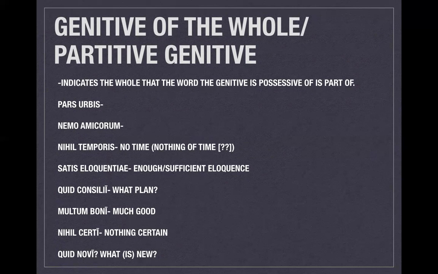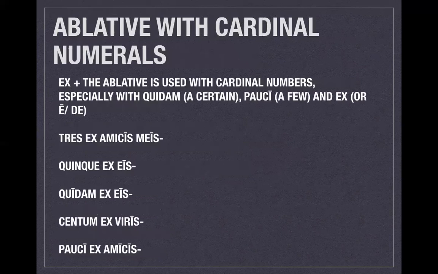So pars urbis would be part of the city. Nemo amicorum would be no one of the friends, but that sounds a little weird. So you could say just none of the friends and treat nemo more like nullus. Nihil temporis, nothing of time. Sounds weird, so you can drop the of. Satis eloquentiae, enough eloquence. So the lesson here is that sometimes you will treat the genitive like it's a normal genitive and get an of into the equation. But if that sounds awkward, you can just drop the of. But these don't show up too much, so I would not dwell on that, and I won't. And the last thing we have is this new kind of ablative.